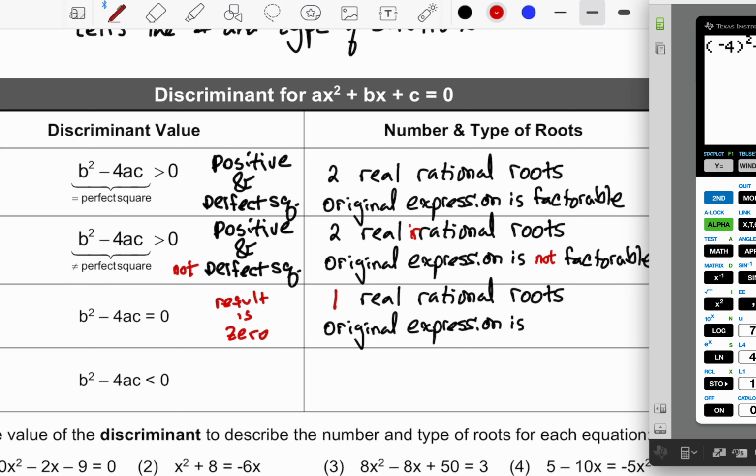And that just means one unique rational root. If you solve the quadratic by factoring, you'll get two identical factors. And when you solve, you'll get x equals, let's say, 2, and x equals 2 again. That's one unique value. So there's no difference between the two. So the original expression is a perfect square trinomial.